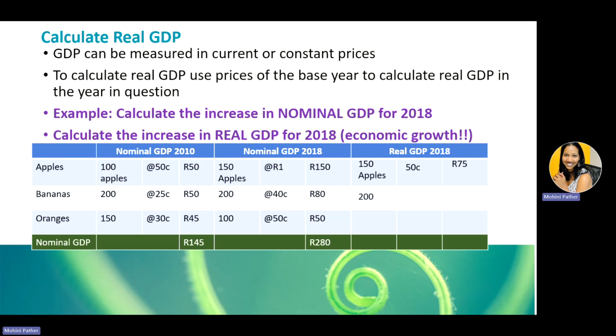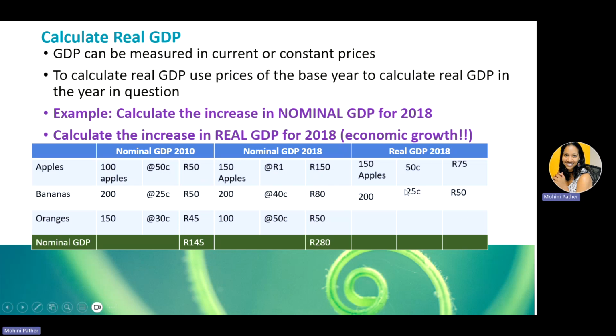Here we do exactly the same thing with our bananas. Our production capacity has not increased at all. We're still producing 200 bananas 8 years later, but the price has gone up by 15 cents, from 25 to 40 cents.